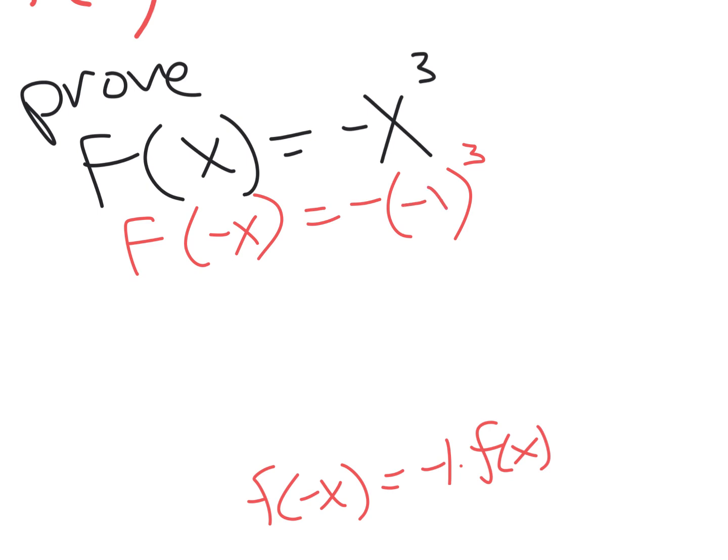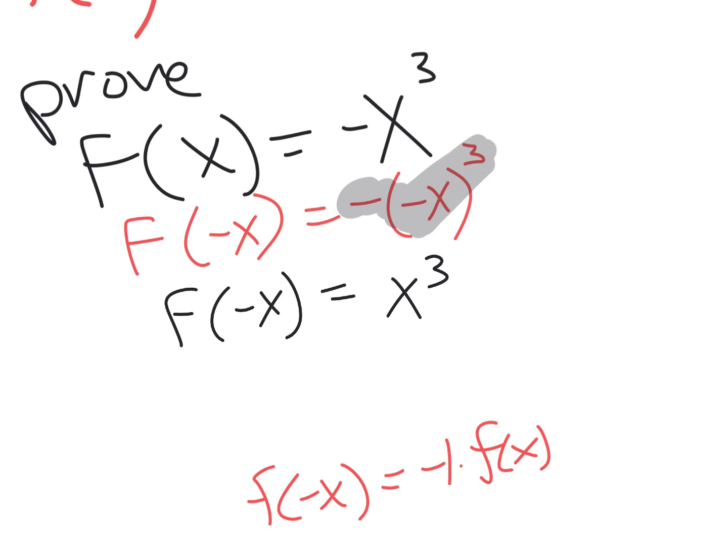Now I'm going to put in a negative x there. Now I'm smart enough to know that this would come out negative, but then there's another negative there. What does that make it? Positive. Okay, so now I get f of negative x equals positive x to the third.